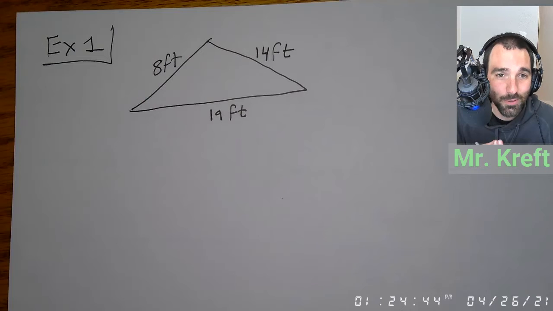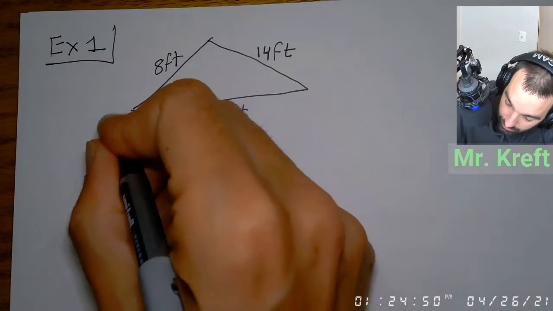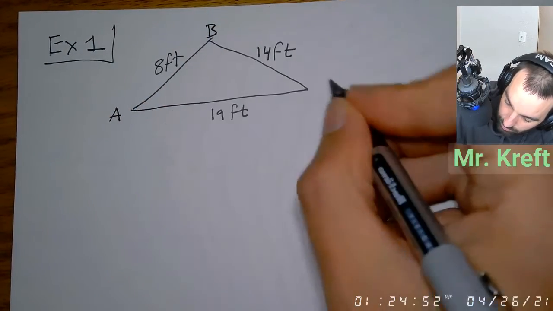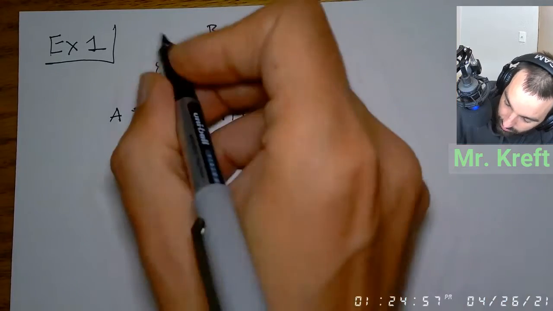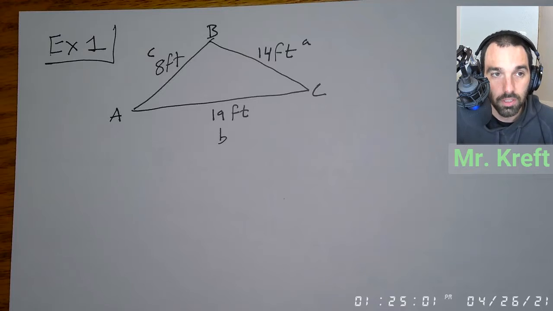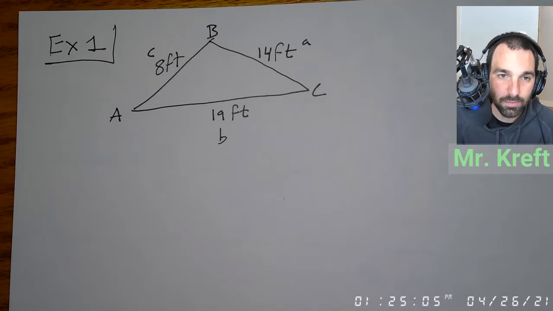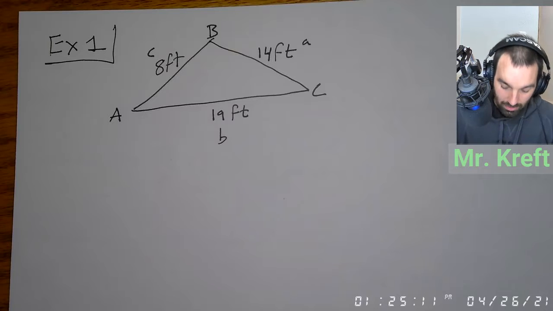Now, it doesn't matter how you label your sides, okay? But you should, until you guys get really good at this, label your sides. Because if you don't, it's hard to remember what sides go with what angles, okay? So this is an SSS problem, right? You got 3 given sides, and we have to find the angles.